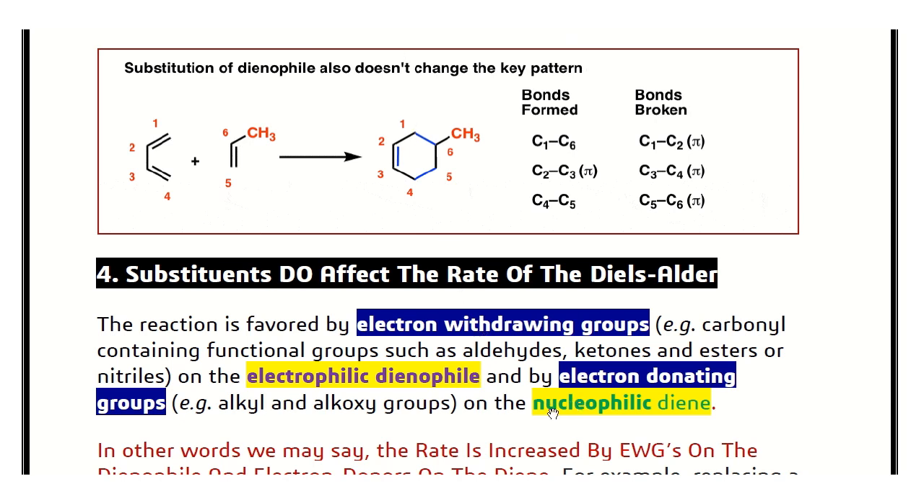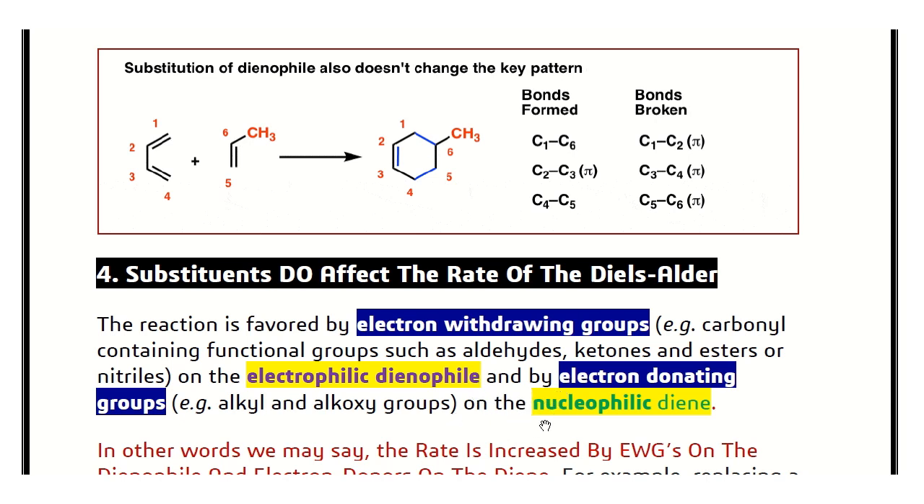On the other hand, if an electron donating group is substituted in the dienophile, then the reaction will not occur smoothly. Clear, because our dienophile is already electrophilic, it requires electrons, and if we substitute an electron donating group, it will decrease the electron deficiency the dienophile needs. So that's why the dienophile cannot undergo the reaction smoothly. So this is the opposite case.